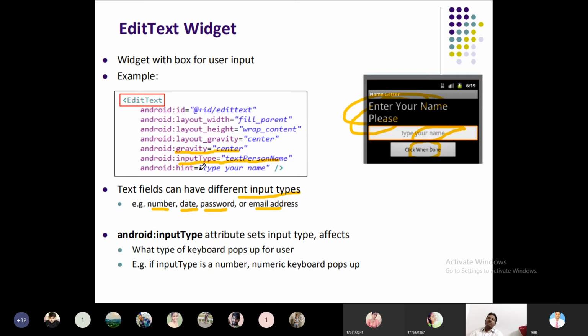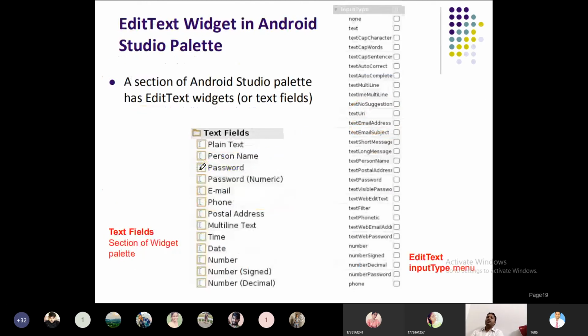This is nothing but how we have to accept the input. Okay, next one. Then we have so many things under this EditText: plain text, person name, password, email, phone. These are the things actually. Okay, and there are so many input types for those. We cannot remember all those things, but we should know there are so many input types.